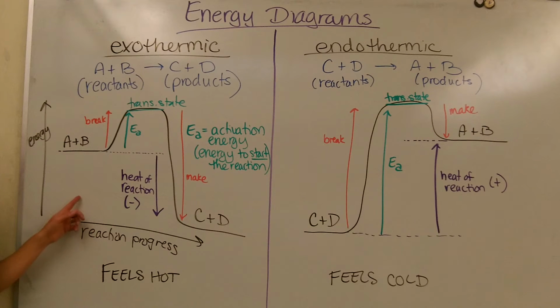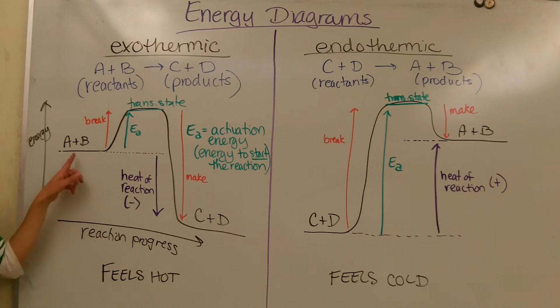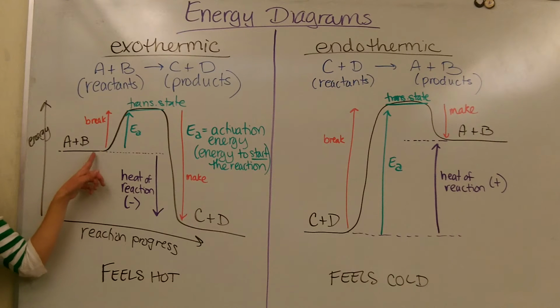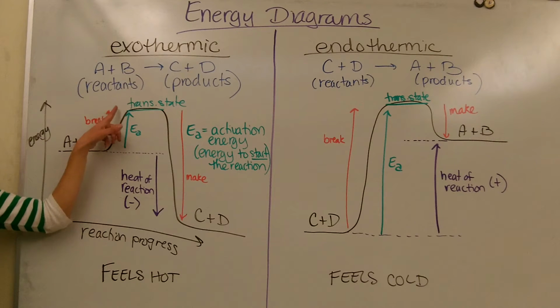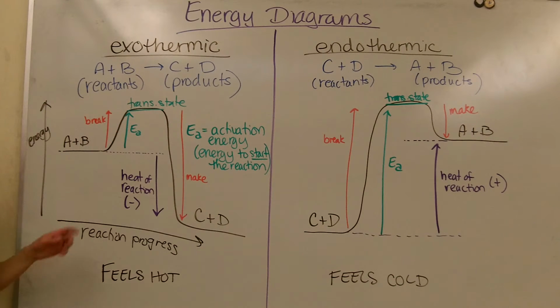The other important value in here, apart from the heat of reaction, is something we call the activation energy. The activation energy is the difference in energy between your reactants and what we call the transition state. That's that peak there in the middle. And what this represents is the energy required to start a reaction.